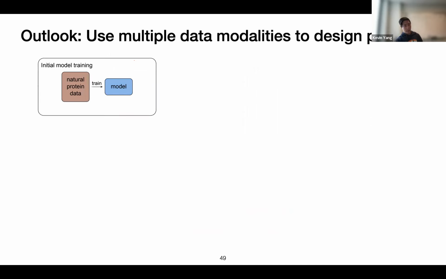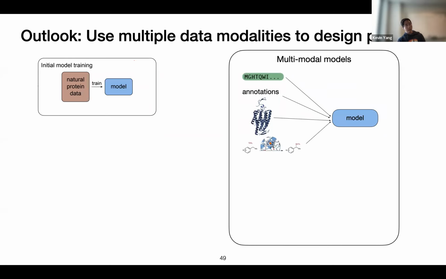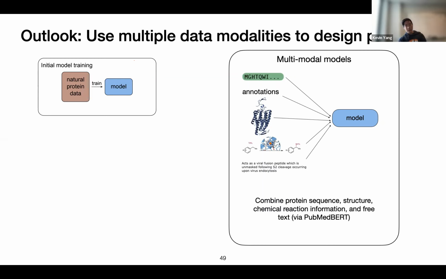So the big picture is we want to use multiple data modalities with proteins. During initial model training, we take natural protein data and train some model. In that model, the data might include sequence, as in CARP, also annotations, things like GO annotations or the species or localization tags. The structure, as in MIF. We might get some chemical information or substrate information. There might be free text. You're limited by your imagination here.